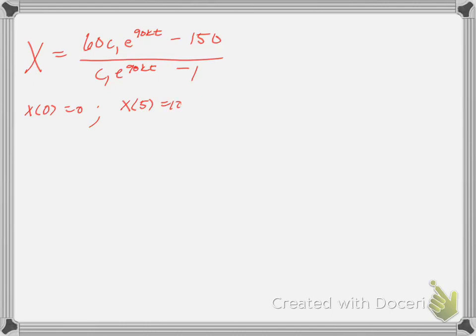When you plug in 0 to solve, so x of 0 equals 0, you should get c sub 1 equaling 2.5. Okay. And if you want, now you can plug in what you know about x of 5 equals 10 and solve for your k. But it's actually, in this case, not necessary in order to find the limiting number. Now, you will need to know k to find how much is formed in 20 minutes. You need to know your k.